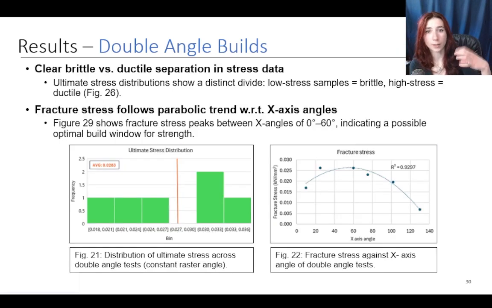and stiffness. Our double angle builds gave us clear brittle versus ductile separation in the stress data. For example, in our ultimate stress distribution, it showed a distinct divide between our low stress samples, which had brittle performance, and our high stress samples, which were more ductile. This fracture stress shows a parabolic trend with respect to x-axis angles, where the peaks happen between our orientations of 0 to 60, indicating there's a possible build window that's more optimal for strength, where build orientations that move greater than 60 degrees may really not affect the part performance in a positive way.